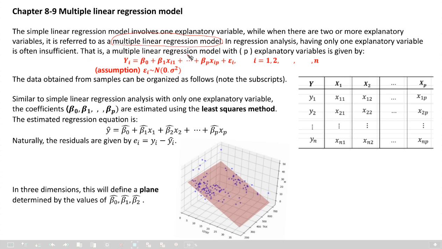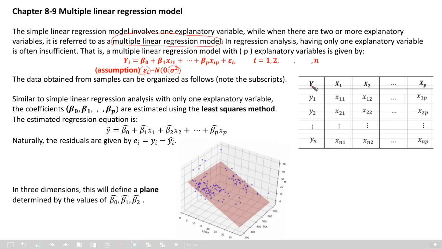That is, the multiple linear regression model with p explanatory variables is given by yi equals beta 0 plus beta 1 xi1 plus ... plus beta p xip plus epsilon i, for i from 1 to n. The assumption about the error, epsilon: epsilon follows a normal distribution with mean 0 and constant variance for all i. That is the assumption. The data obtained from samples for this model can be organized as follows.